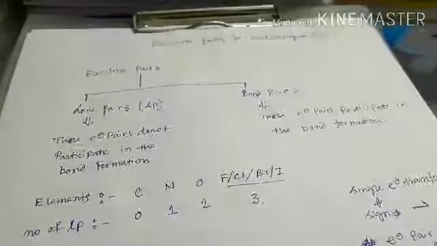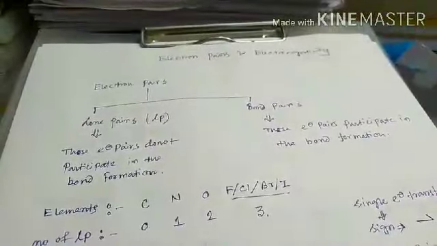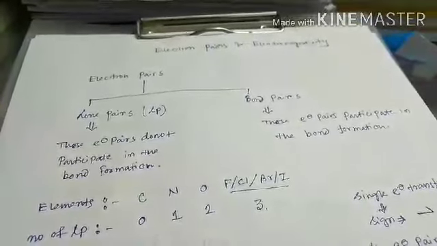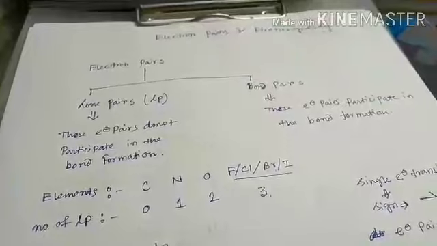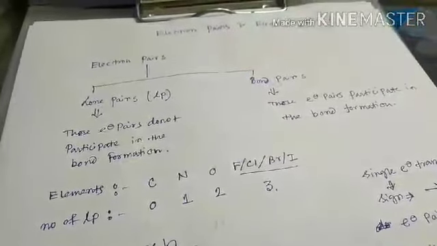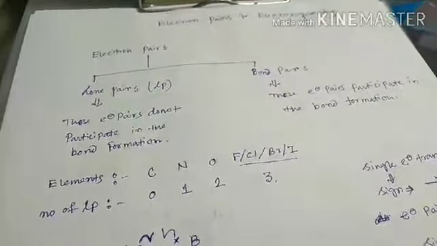Hello students, today I will be discussing electron pairs and electronegativity. Before I start to discuss electronegativity, we should learn about electron pairs first. Electron pairs are of two types, lone pairs and bond pairs.